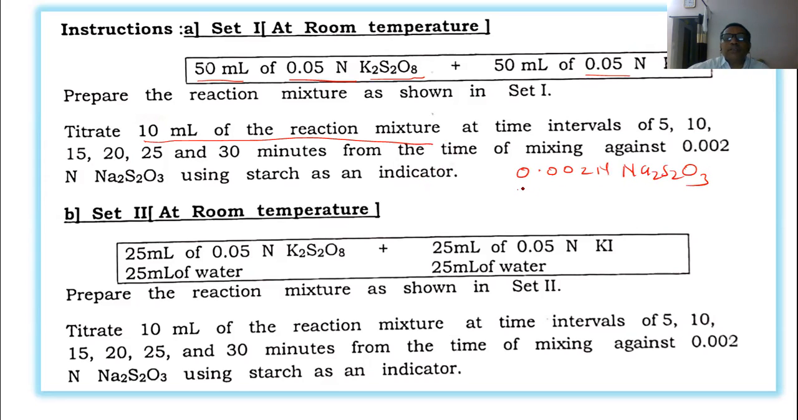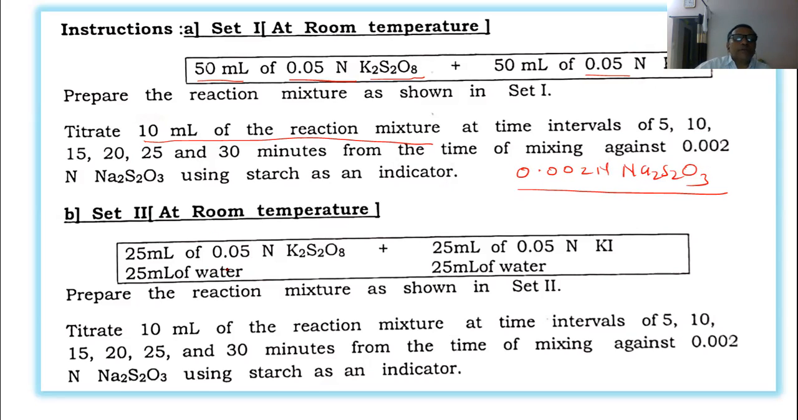We already filled this solution in the burette, and we take 10 ml of the reaction mixture after 5 minutes of the mixing time, and titrate this solution. A starch indicator is also added in the conical flask. The end point of the titration is blue to colorless. And we have to note the burette reading after the 5 minute interval.